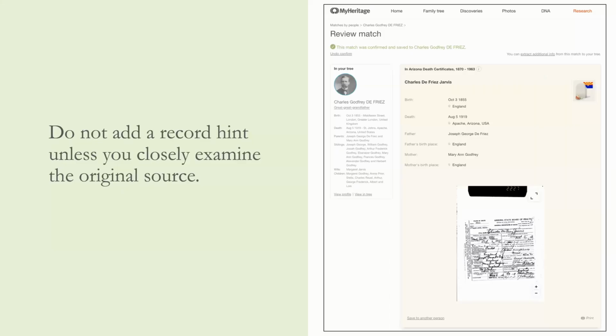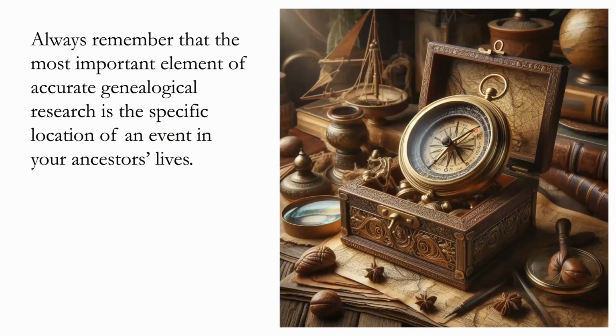So don't add a record hint unless you closely examine the original source. Just be basic. From what you've seen here, the record that came up had been arguably transcribed incorrectly from the original source. The original source was not inconsistent, and it gave us additional information that we're able to use to try to verify the children and other things. So looking at the original record should automatically be part of the process.